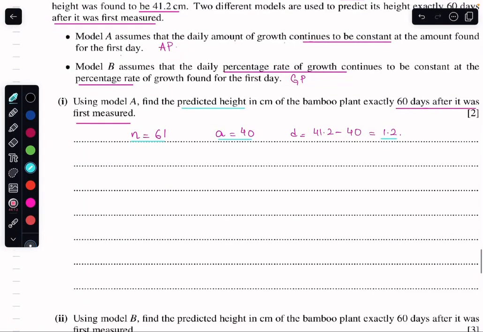So that height then is going to be T of 61, which shall be equal to A, which is 40, plus n minus 1, that's 60, times the common difference, which is 1.2. So on the 61st day, the height of this plant is going to be 112 centimeters.